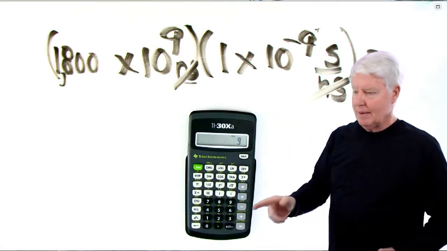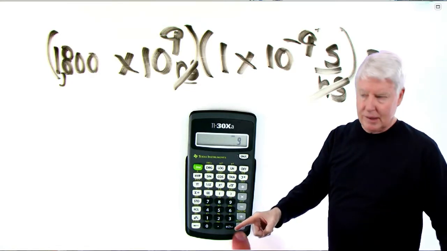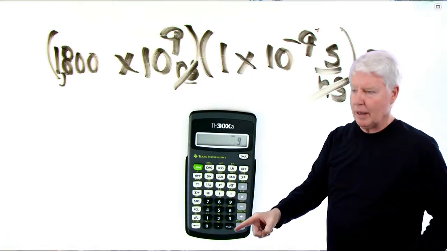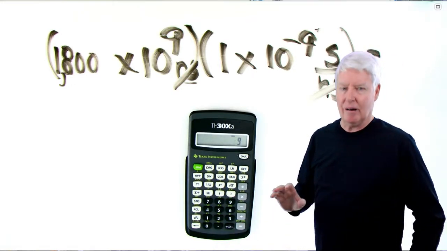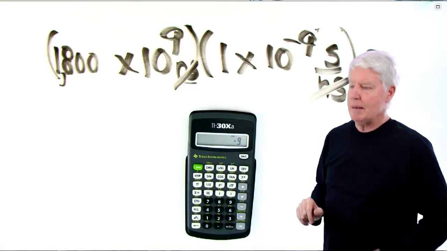So I'm going to go 9. I'm going to make that negative by hitting this toggle right here. It'll change it from plus to minus. See, if I hit it once, it takes it to minus. If I hit it again, it'll take it to plus. That's why I call it a toggle. It toggles back and forth from plus to minus. I want mine to be minus.